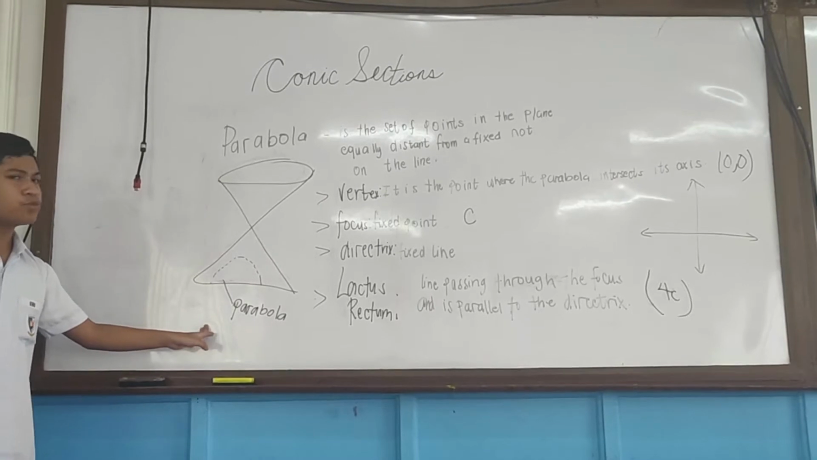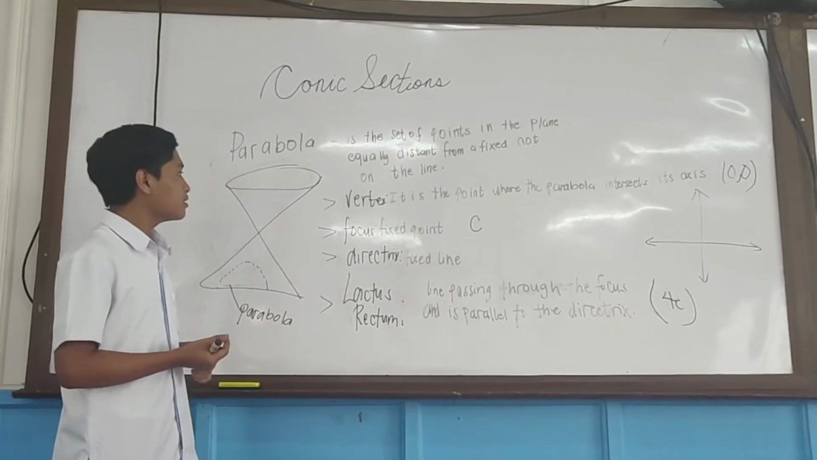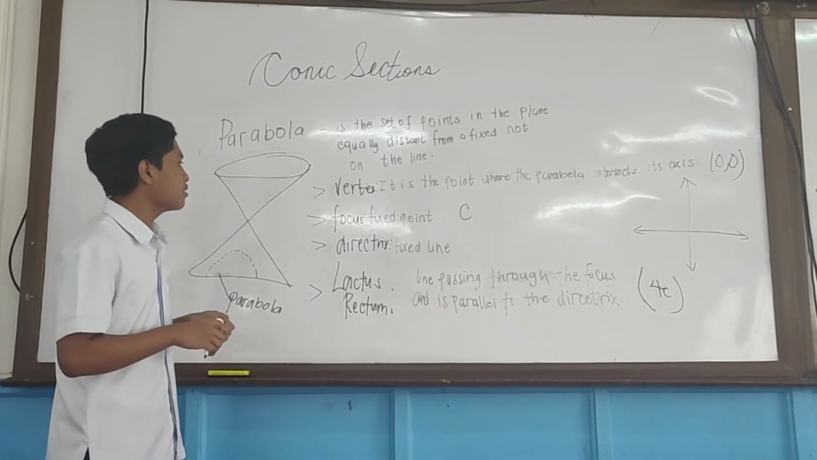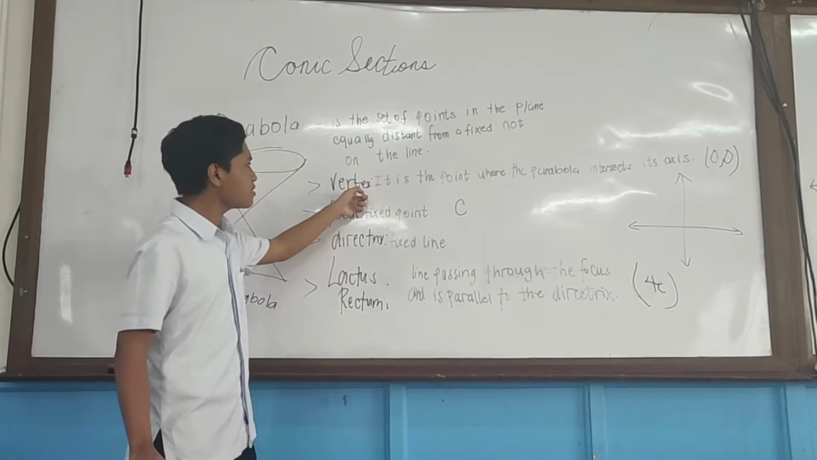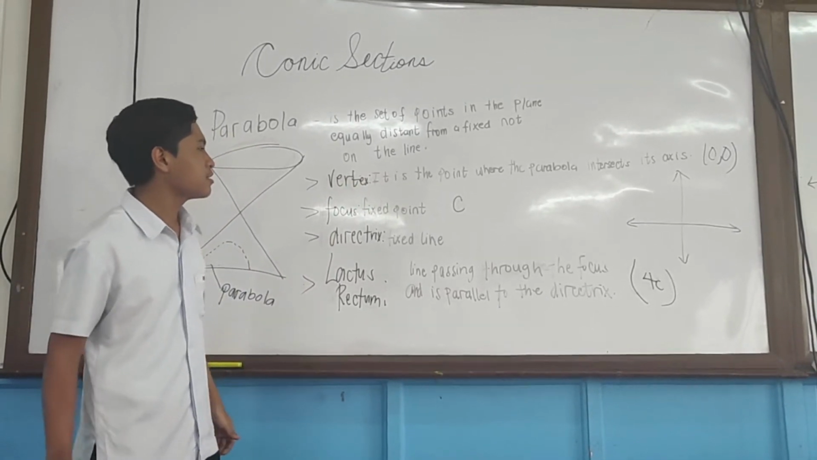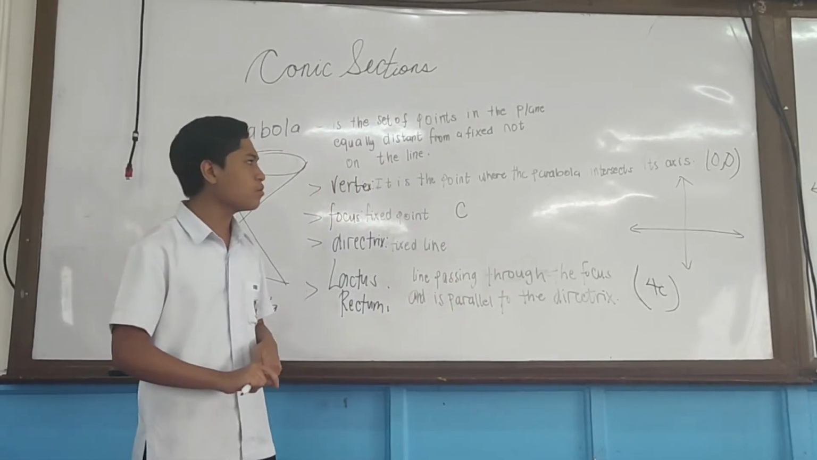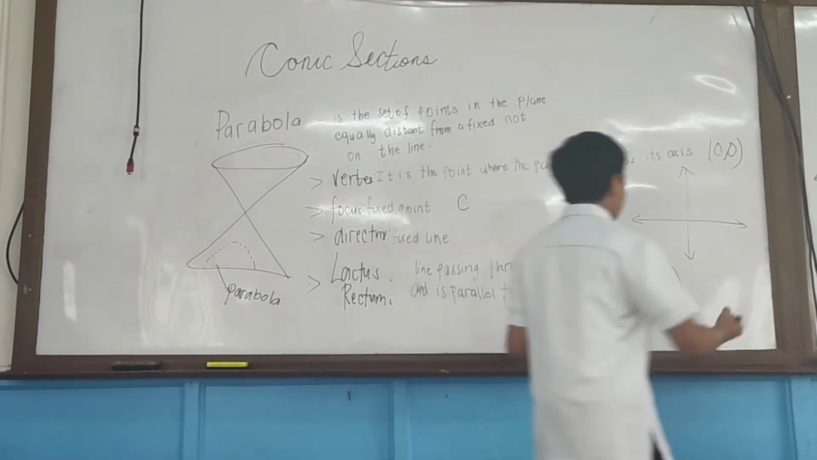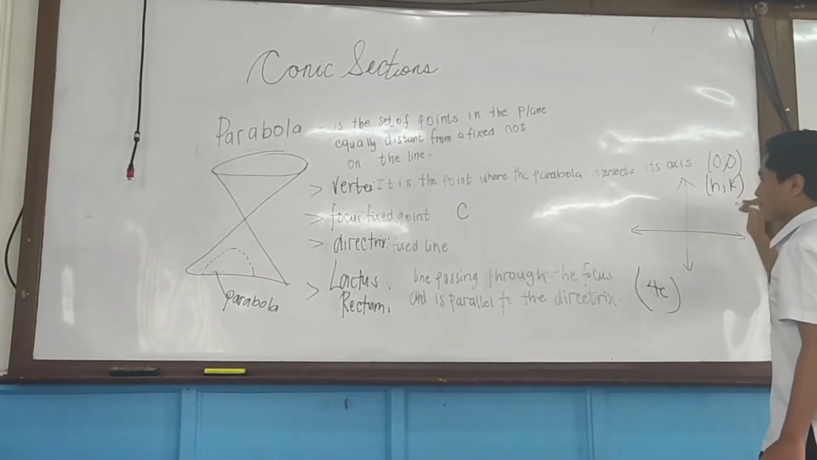Now, let's move on to the parts of the parabola. First, we have the vertex. The vertex is the point where the parabola intersects its axis. Sometimes the vertex can be in the form of (0, 0), or it can be at (h, k).